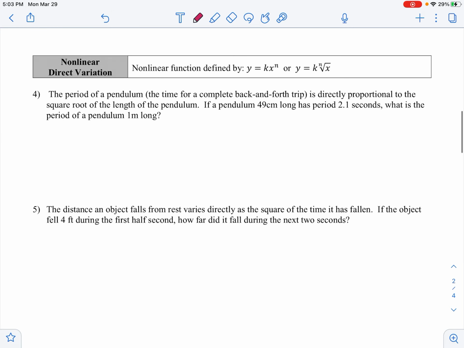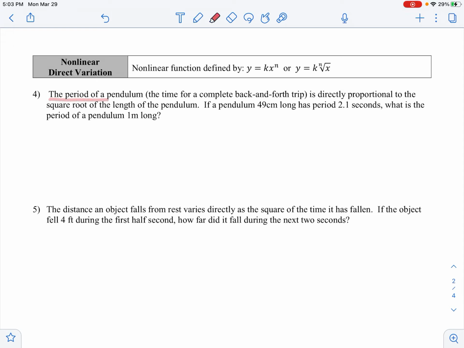We are going to, though, take our direct variation and take it one step further. We know the basis of direct variation, and now we can have non-linear direct variation. So these are kind of the two ways that you can see it. The setup is all very, very similar. You just have to be careful with your wording. All right, so this one, let's see.